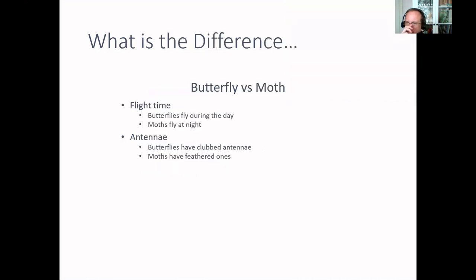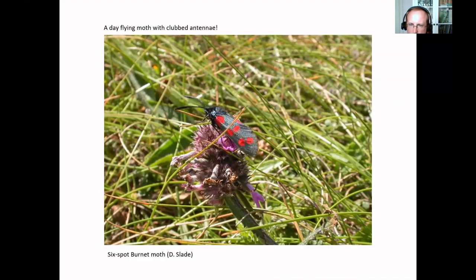The first question that anyone ever asks you when you say that you like moths or you do stuff with moths is, what's the difference between butterflies and moths? And these are the usual fallacies. Butterflies fly during the day, moths fly at night, butterflies have clubbed antennae, moths have feathery ones. Well, we've already ruled out that moths just fly at night from the Wikipedia definition. But there's a day-flying, club-antennaed moth. You can kind of forget about that.